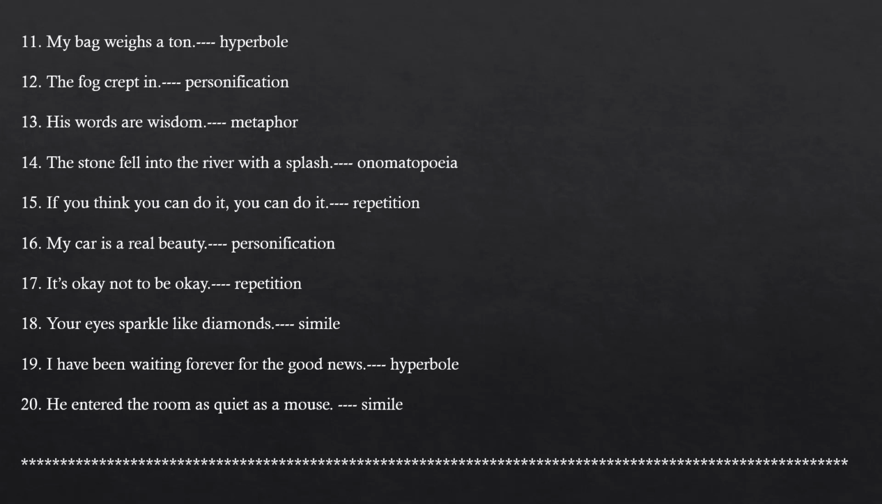The last sentence, he entered the room as quiet as a mouse. Now, this is an example of simile because somebody's movement has been compared to the movement of a mouse, and both are quiet, that is the point of resemblance, and the word as has been used to make this comparison. So, this is an example of simile.